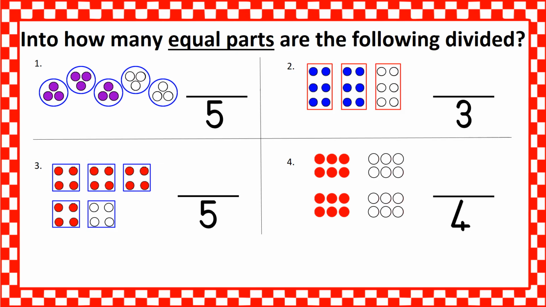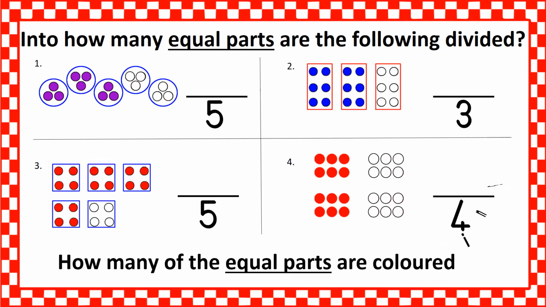How many of those groups are colored in at number 1? 3. Well done. And number 2? 2. Number 3? You're very smart. 4 of the 5 equal parts were colored in. And number 4? 2 of the 4 equal parts were colored in.